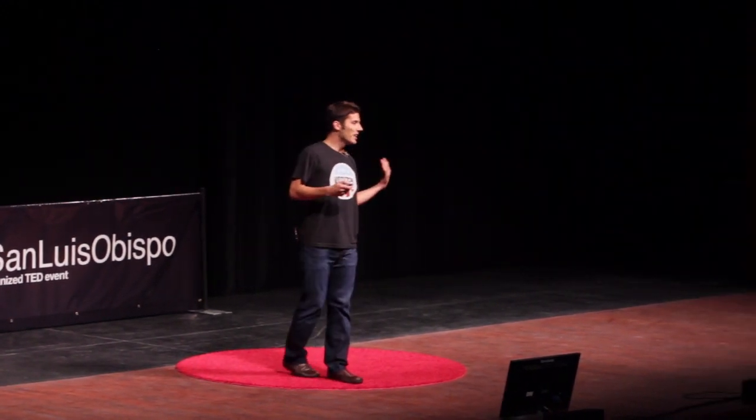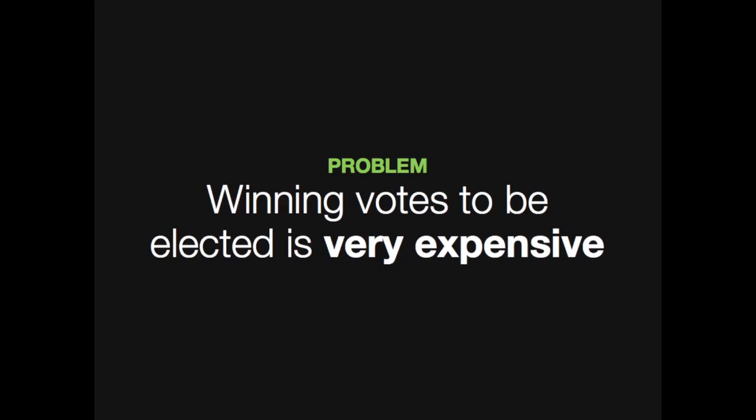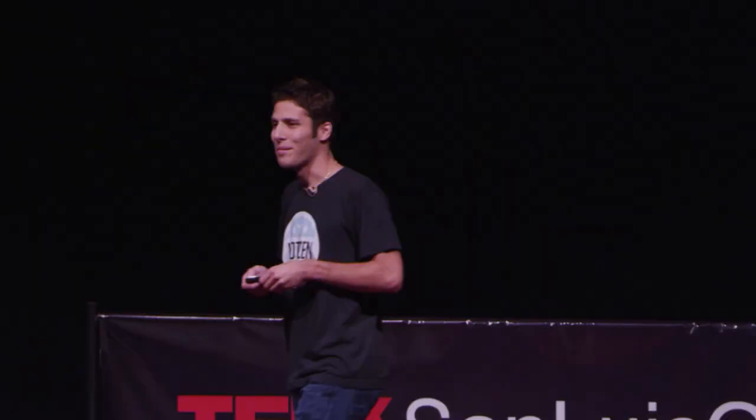The other problem is that in this age, when you're dealing with almost 800,000 person districts, winning votes is very expensive. You cannot go door to door with 800,000 people. It's very difficult to achieve the name ID you need to challenge an incumbent, and the only way you can do that is mass media. In 2008, a Congress race cost about $1.1 million. Senate, $6.5 million. Makes it very tough for any of us to run.